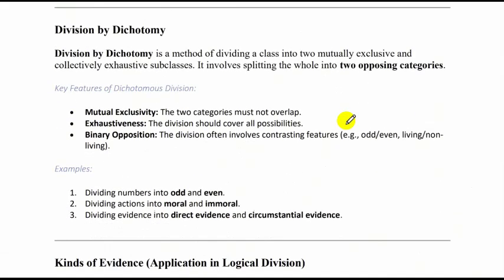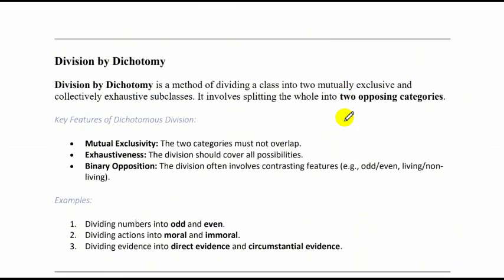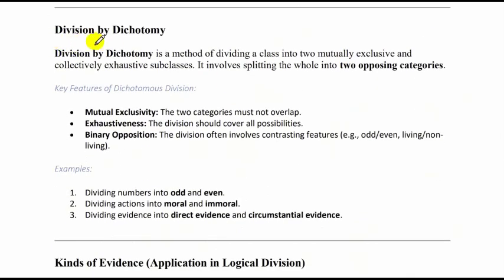Now, let us understand the division by dichotomy. Division by dichotomy is a method of dividing a class into two mutually exclusive and collectively exhaustive subclasses. It involves splitting the whole into two opposing categories. Dichotomy means two opposing categories, basically opposing view.